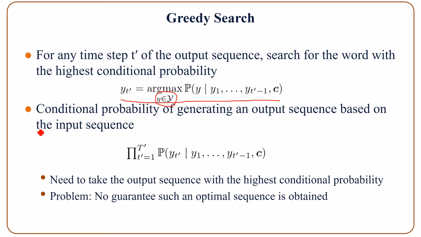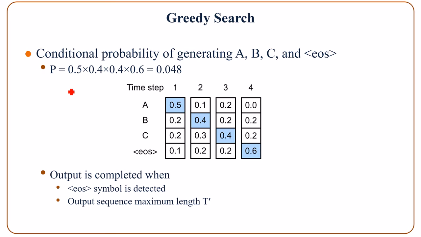Now previously we got this, which is the conditional probability of generating an output sequence based on the input sequence. So what we do is that we take the output sequence with the highest conditional probability. However, there is no guarantee that the optimal sequence will be obtained. Let's look at an example.